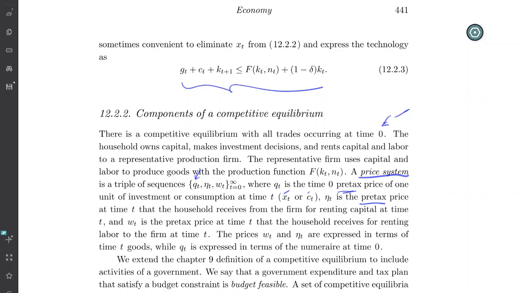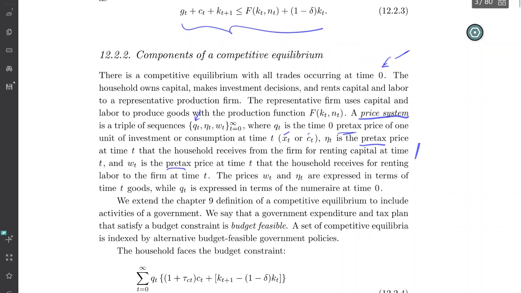So that is the pre-tax price at time t. Look at this, at time t, the timing matters. That's the rental rate that the household receives from the firm for renting capital. And w_t is, again, the pre-tax price. Those are pre-tax prices. Those are the things to focus on there. Notice I've scaled the prices in certain ways to make budget constraints easy.